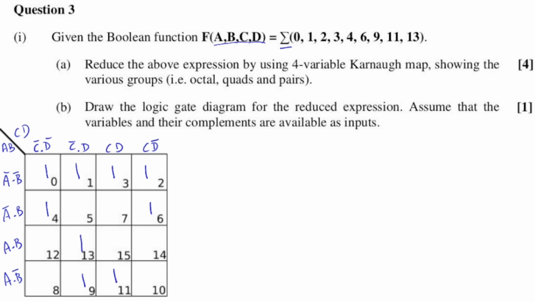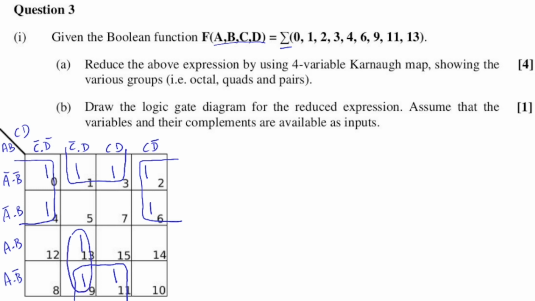The next step is to identify the octets, quads, and pairs. In this question, octets are not possible, but we can make quads and pairs. Let's see how. If you notice, we can get one quad here by rolling up the K-map. That is one quad. There is another quad by rolling up the map in this direction. So these are our two quads. And then this one can be combined with this one to form a pair.